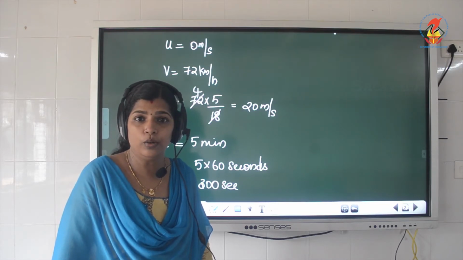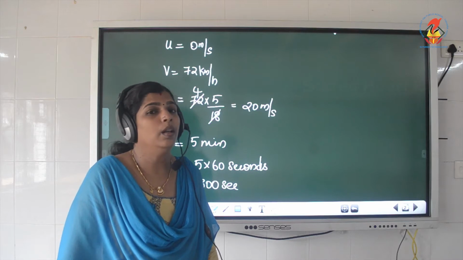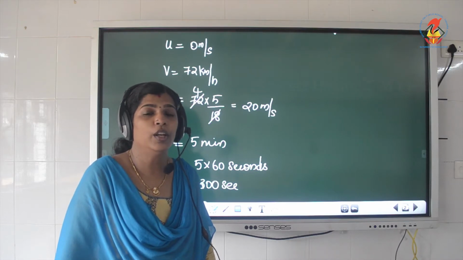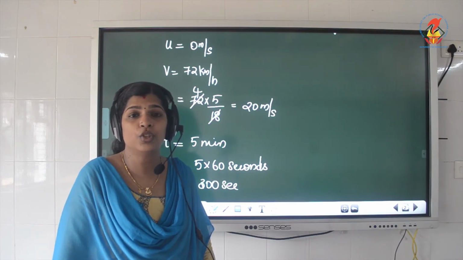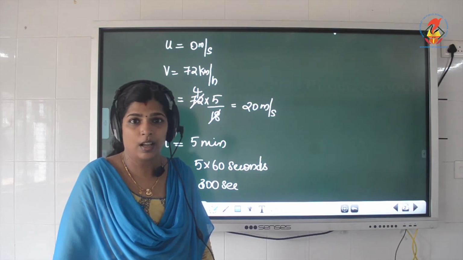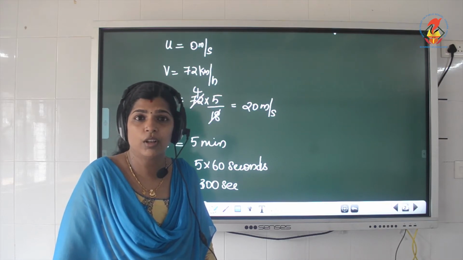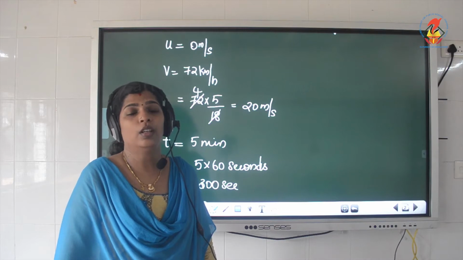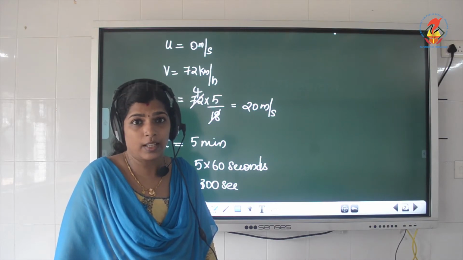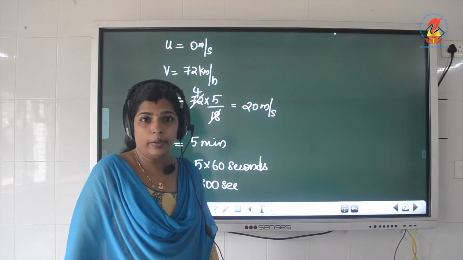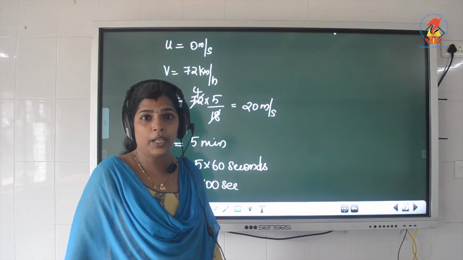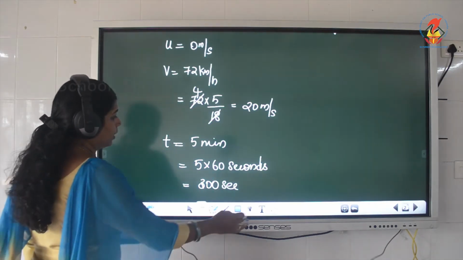So, 5 into 60. Then, what is the question? You need to find the acceleration and the distance travelled. Now, what is the equation to find acceleration? a equal to v minus u by t. So, we will write the equation.